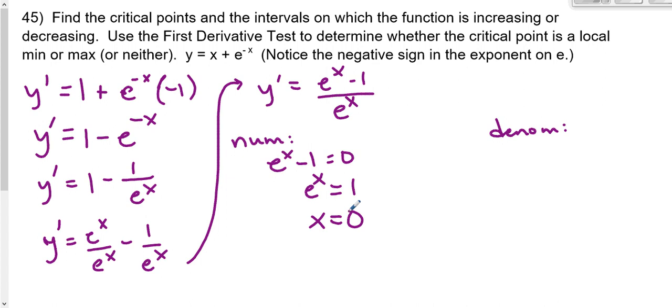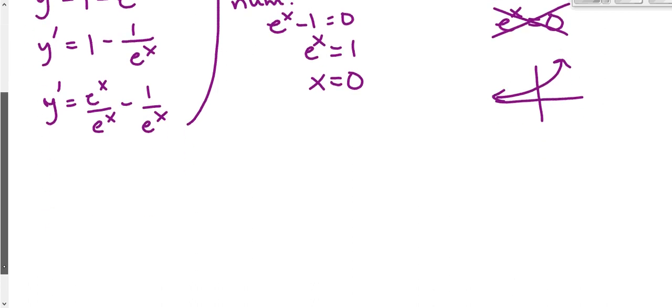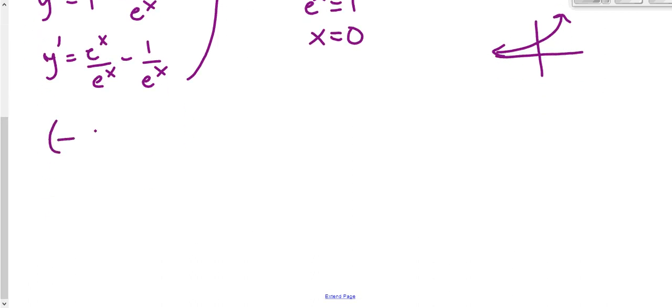And then for the denominator, set the denominator equal to 0, but there's no way for e to the x to be 0. E to the x is always positive. So that has no solutions, so we have no additional critical points. So the only critical point we have is x equals 0. Okay, so we can make intervals: the interval from negative infinity to 0, and the interval from 0 to infinity. And we want to find what's happening to the derivative in each interval. So let's put the derivative over here.